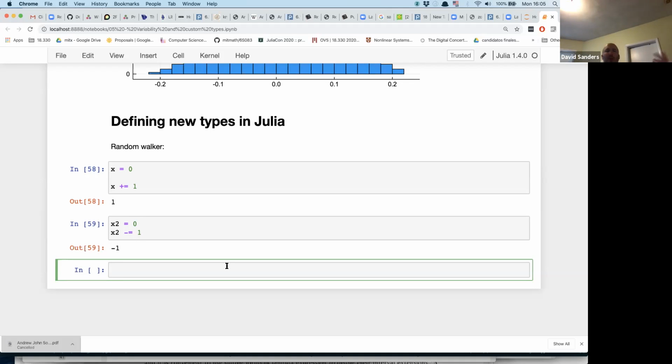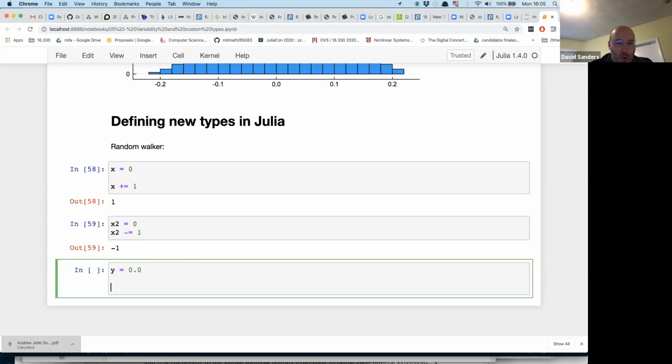But now suppose that those random walkers are integers and they're going to jump by integers. And now I want another kind of random walker, which is going to jump in a different way. So let's call it Y. It's going to start off as a floating point value, and it's going to jump by adding some random number from a Gaussian distribution. So I can generate that like this.